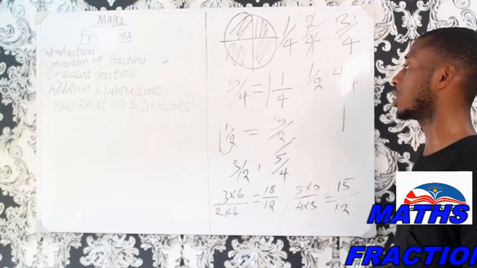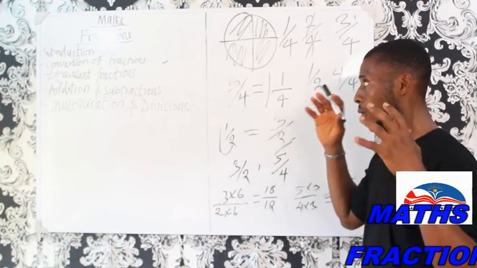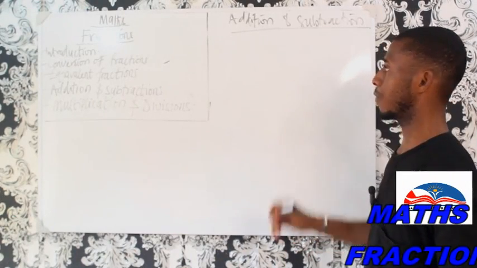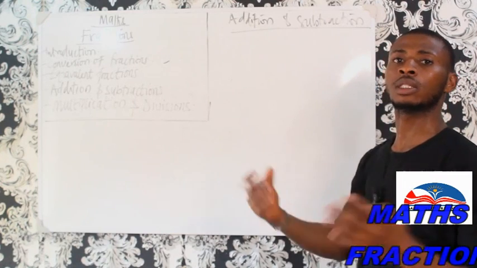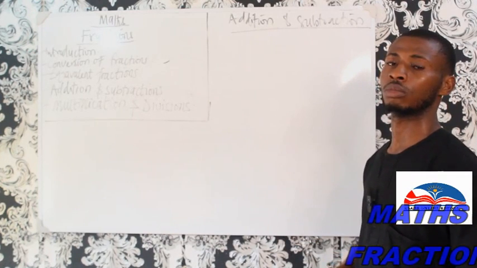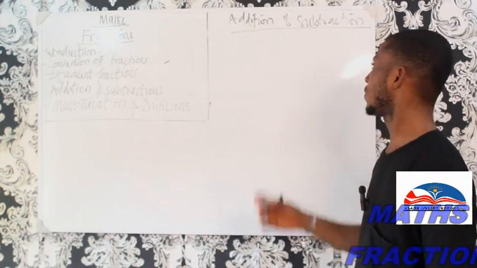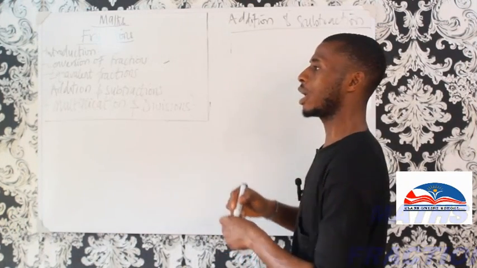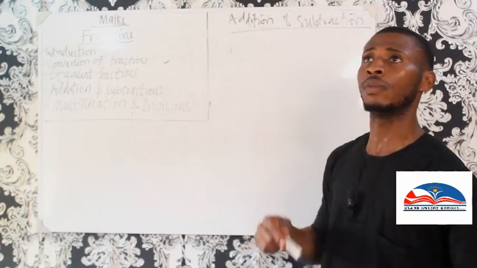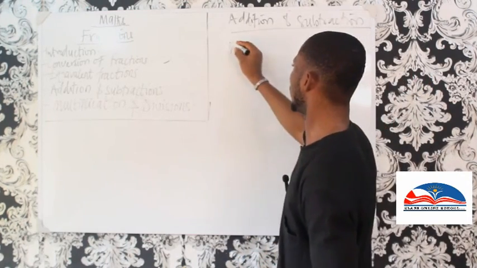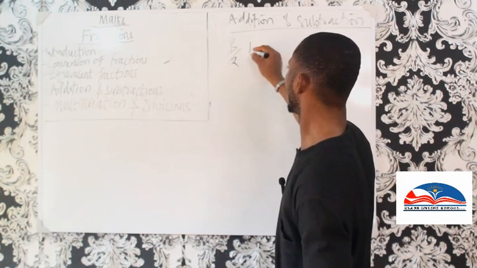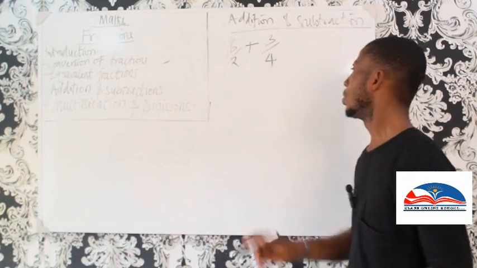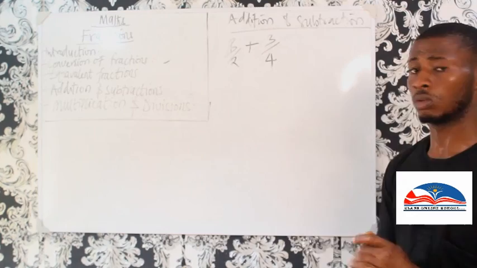The next we are going to talk about is addition and subtraction of fractions. We are back to addition and subtraction of fractions. Let's make an introduction of some fractions that we can use to achieve addition and subtraction. Let's use some fractions of different denominators. We have 3 over 2 plus 3 over 4. Now we want to add these two fractions.